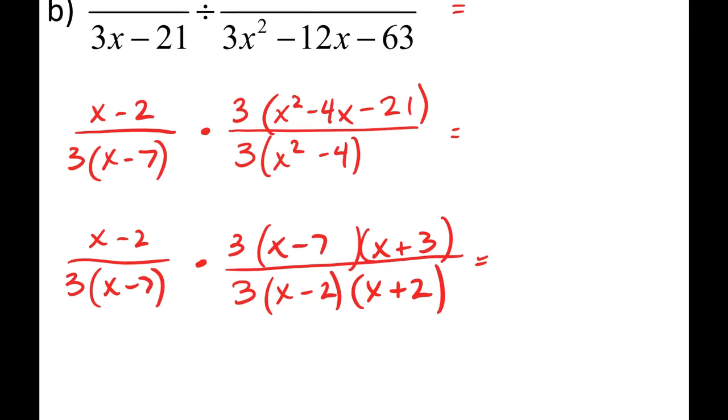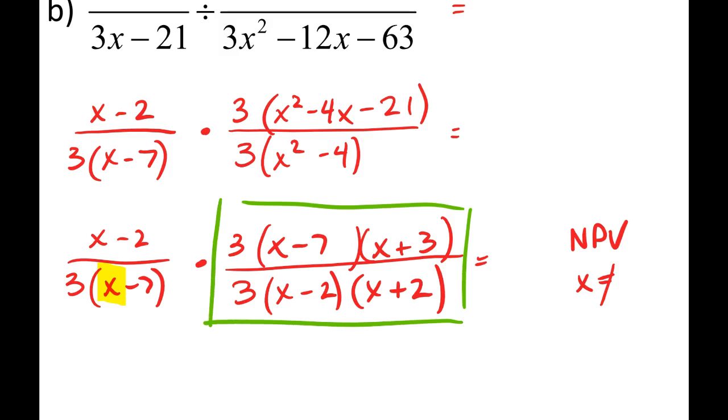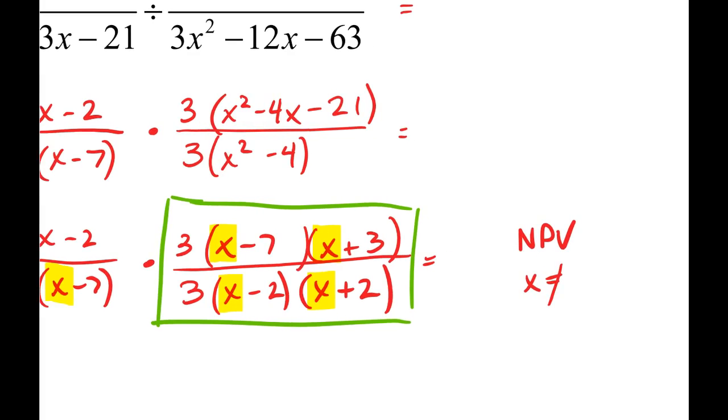Okay. NPV, x can't be. Alright, where do we look? We're going to look right here. And then since none of this can be 0, none of the factors can be 0, I have to look here, here, here, here. Okay, so x can't be 7, can't be negative 3, can't be plus or minus 2.